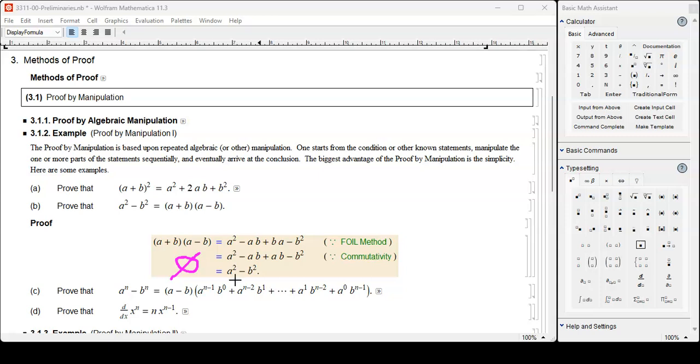So the third line is equal to the second line is equal to the first line, and the first line refers back to the original. So this original left-hand side is the same as the original right-hand side. As a matter of fact, I said it backward. Original right-hand side is equal to the original left-hand side. That's how you can do the proof by manipulation.